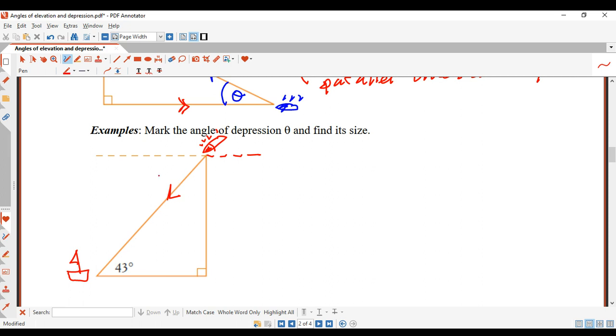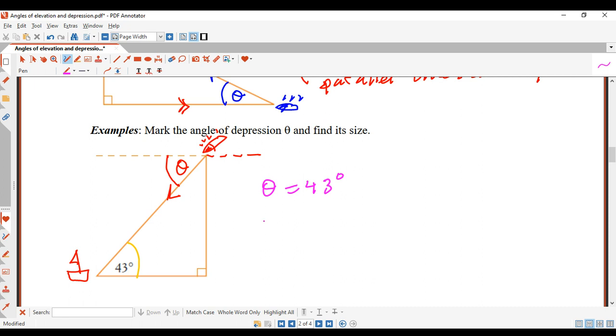All right, so the angle between the horizontal and the line of sight. So the line of sight is with the red arrow. The horizontal line is the dashed line. So it's this angle here is your angle of depression. And then it says find its size. Well, this angle here is equal to theta because of alternate angles. So theta is equal to 43 degrees.